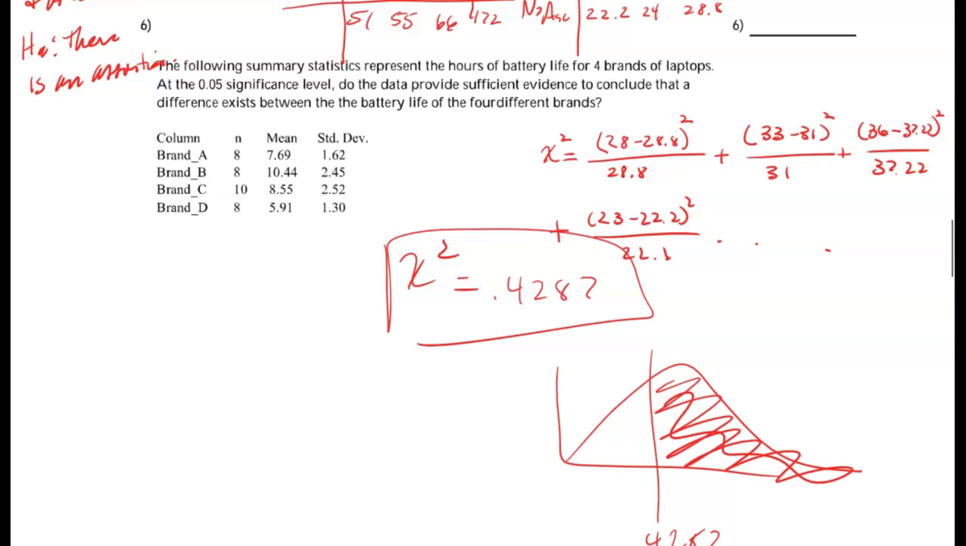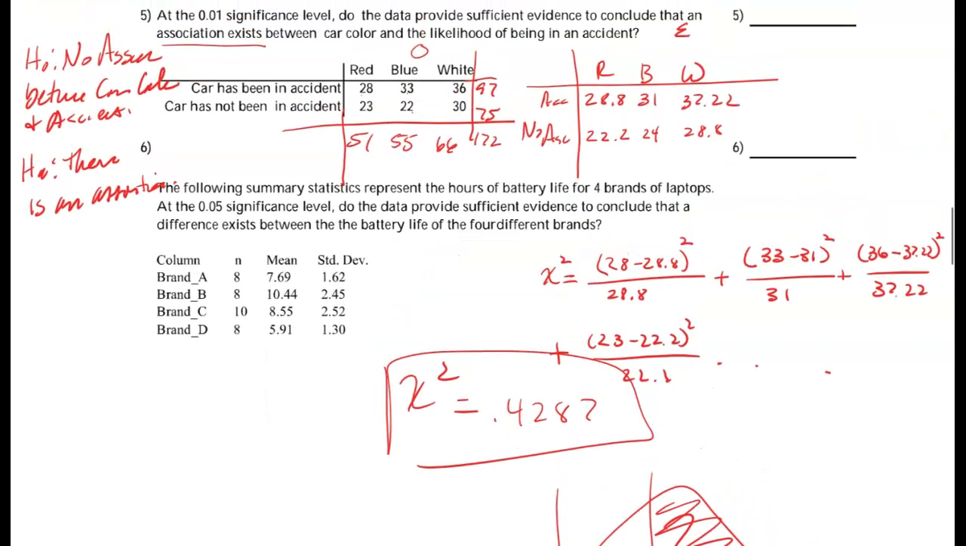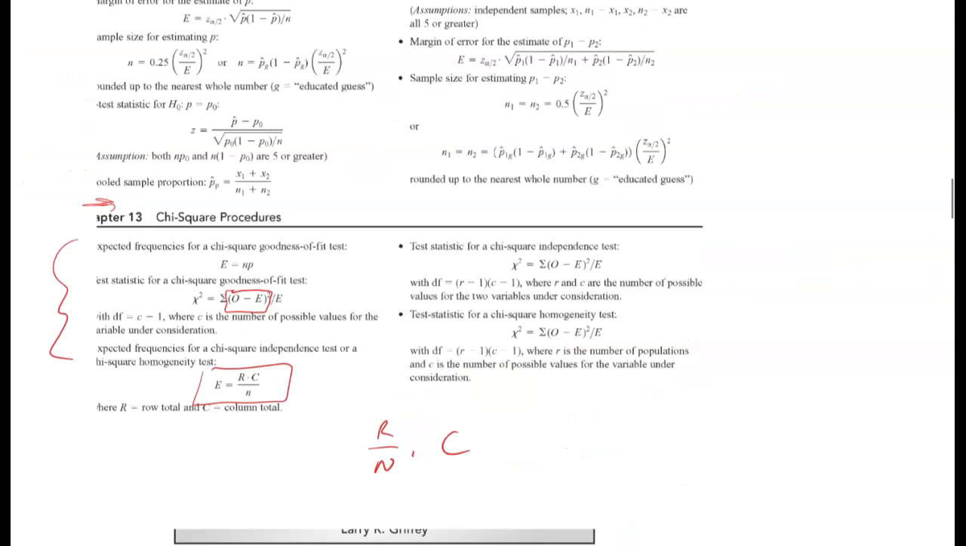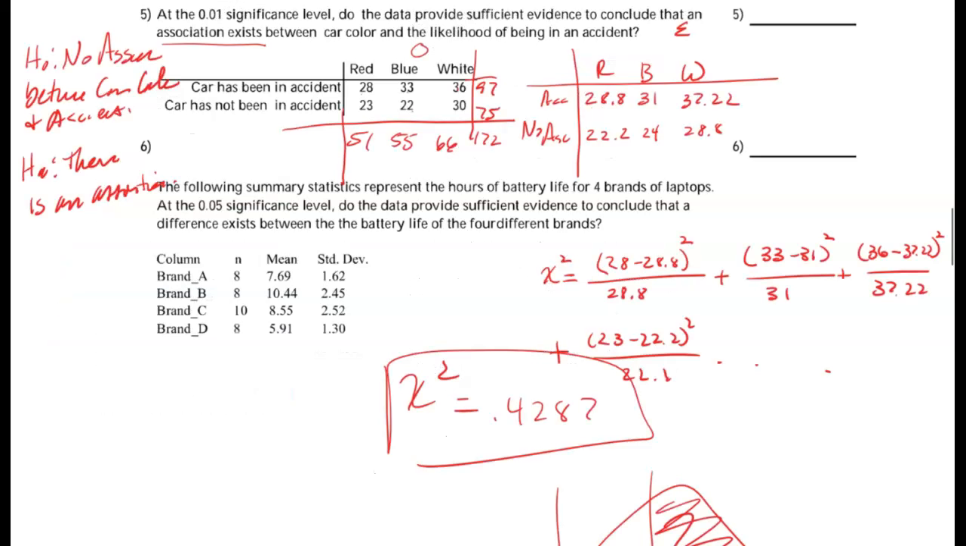I'm going to get a really big p-value. This is a really small test statistic. Small test statistics yield really large p-values. But to get our p-value, we still need our degrees of freedom, so let's just double check that. You can go back, we're doing a test for independence. Row minus 1 times column minus 1 is your degrees of freedom. So it's going to be a 2 by 1. So degrees of freedom just equals 2.